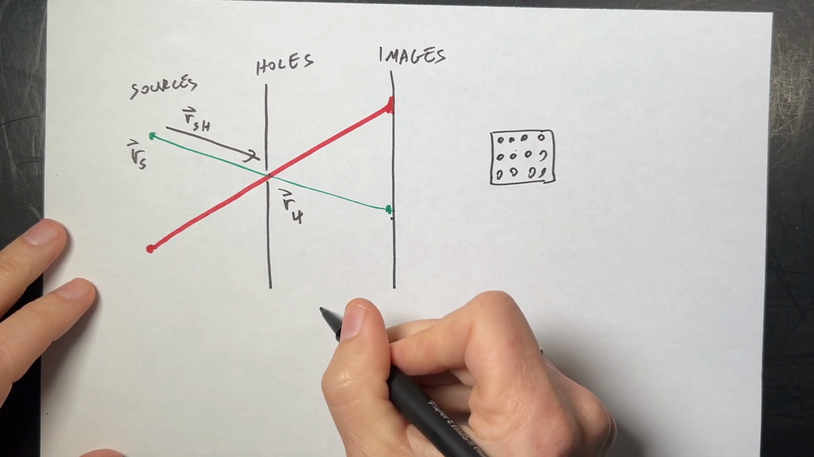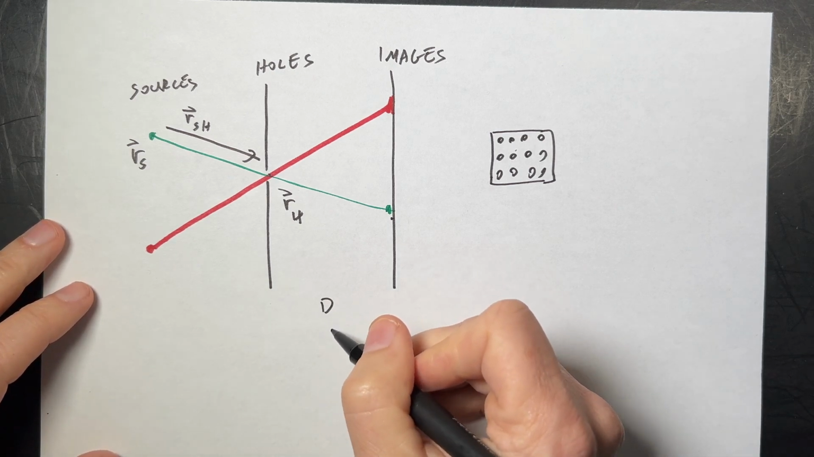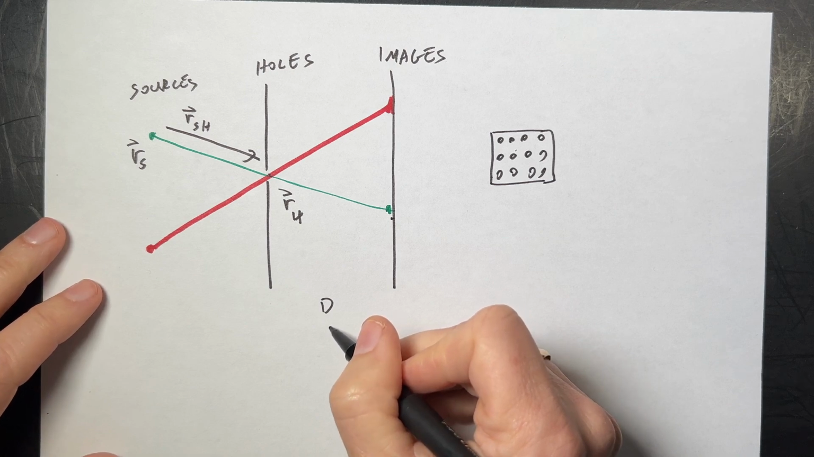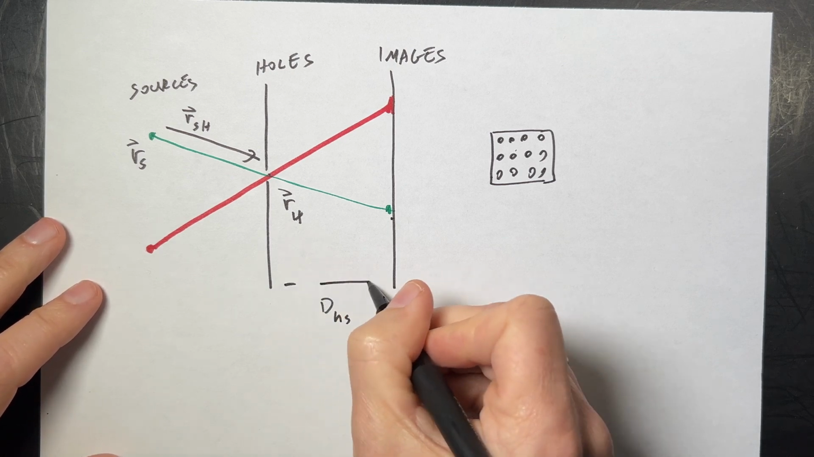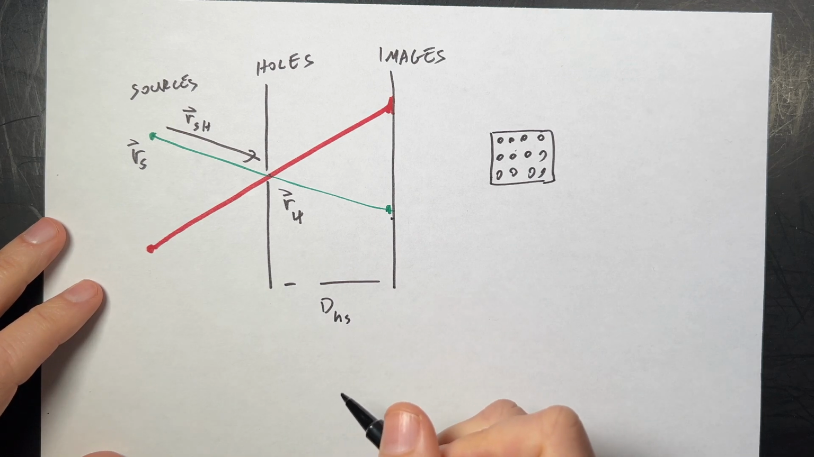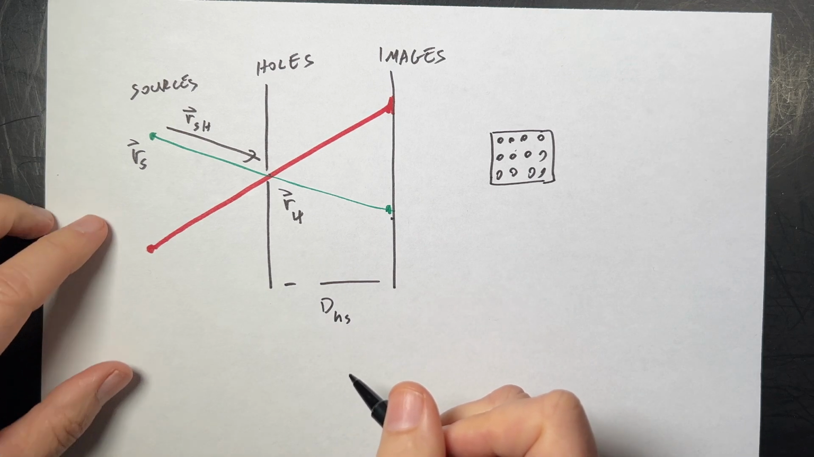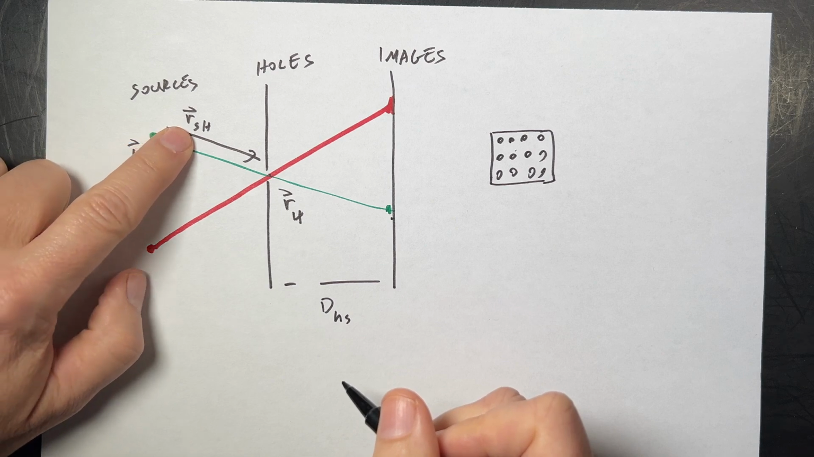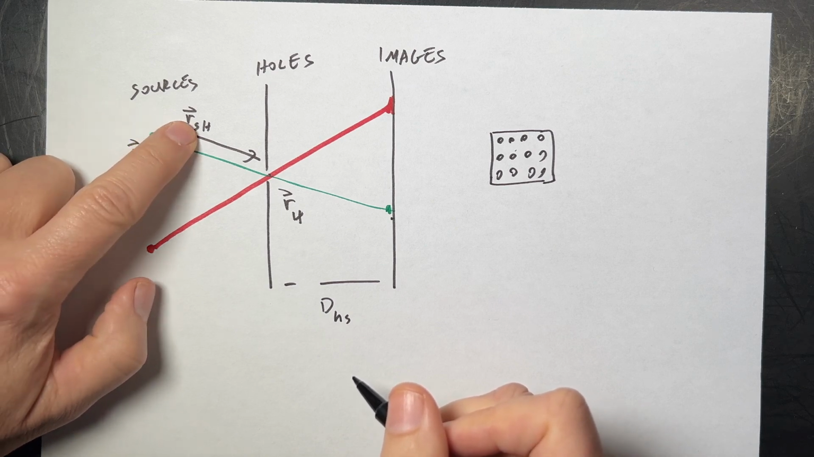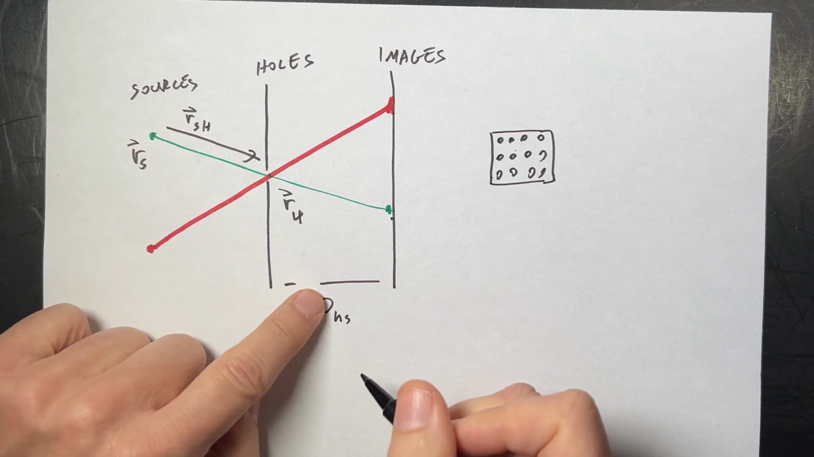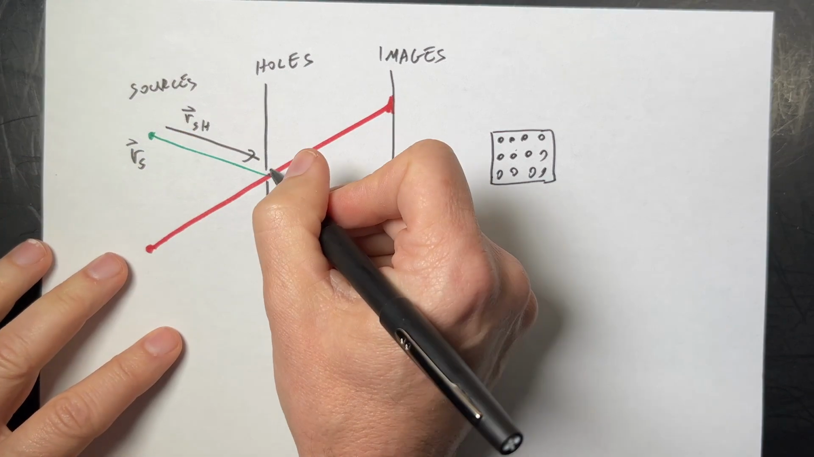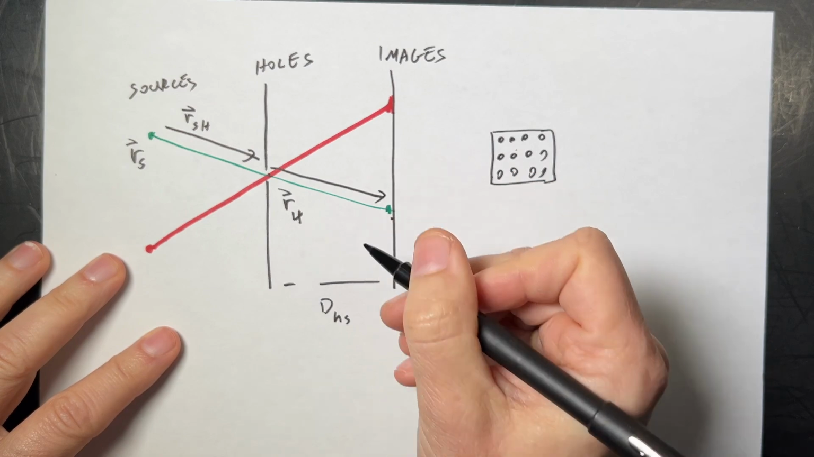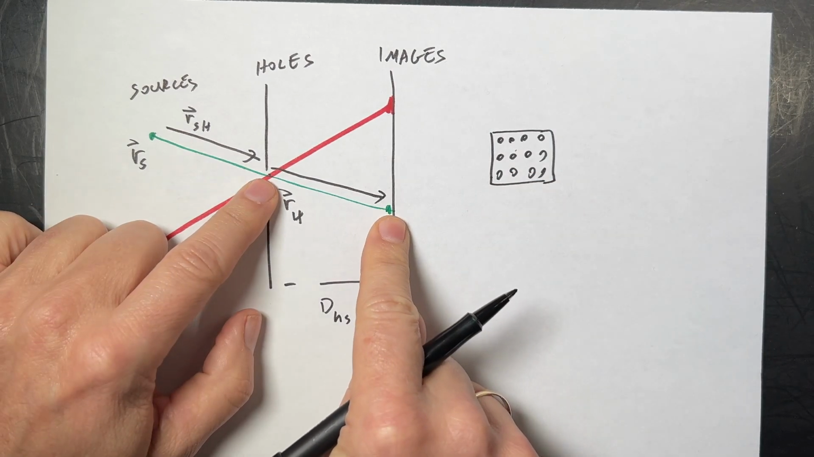Now I need this D. What am I calling this? DHS. That's this distance from the hole to the screen. And I'm going to cheat here. Okay. So now if I take a unit vector of that, and I multiply it by this, I get this vector. All right, so I can then find out where it ends up.